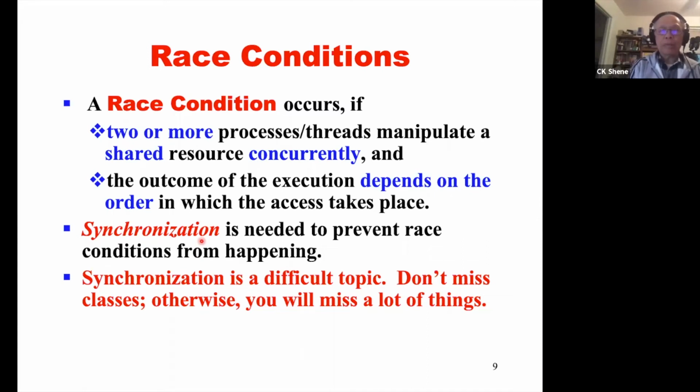How to solve it? We need the concept of synchronization. From here on, I will explain synchronization and how we can prevent race conditions from happening. So please remember, synchronization is a difficult topic. Don't miss class. Otherwise, you will miss a whole lot of things. Just going through my slides usually won't help because I will inject some of my experience and that sort of thing in the discussion.